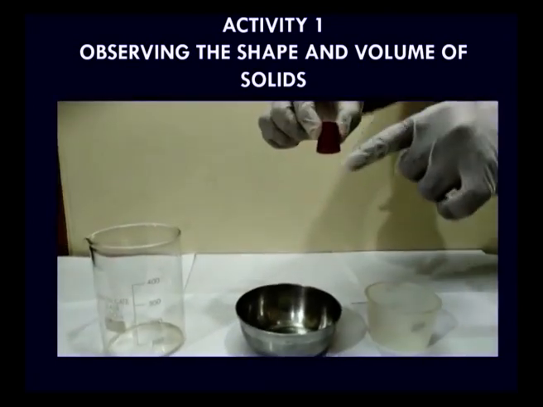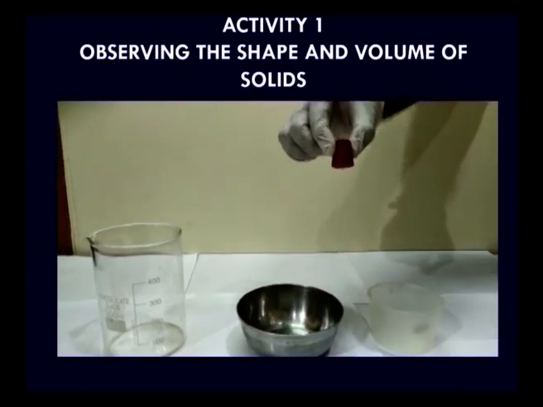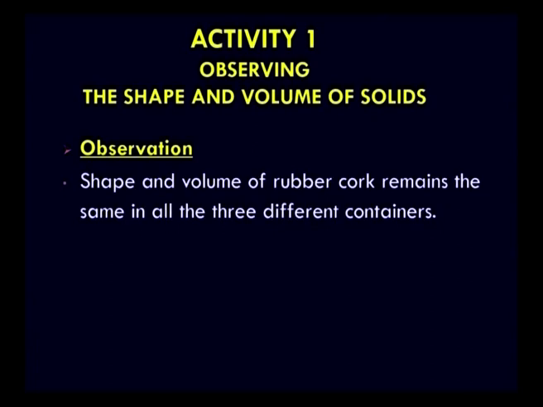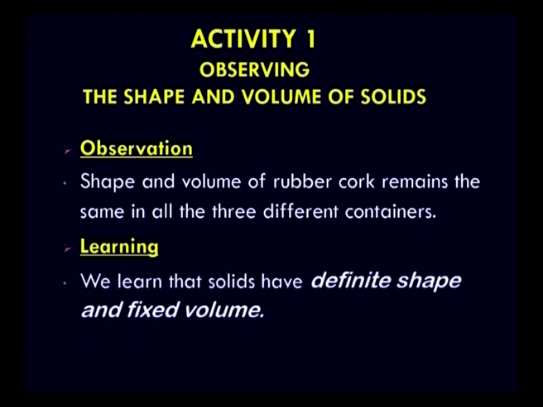Children, is there any change in shape and volume of the rubber cork? Observation. From this activity, the shape and volume of the rubber cork remain the same in all three different containers. Learning. From this activity, we learn that solids have definite shape and fixed volume.